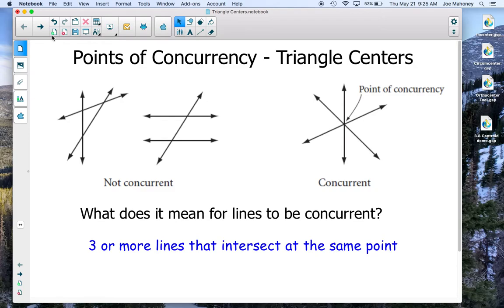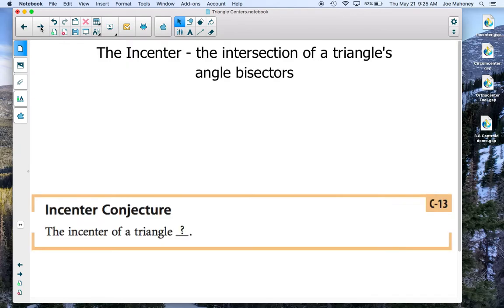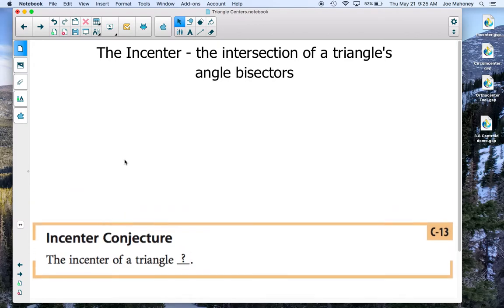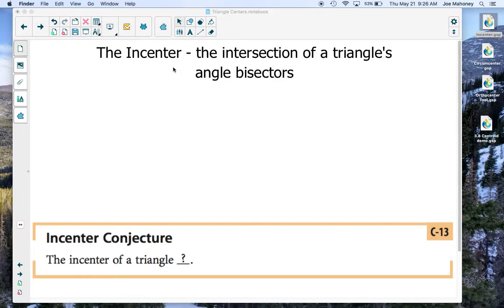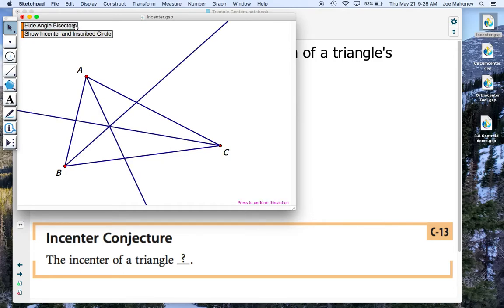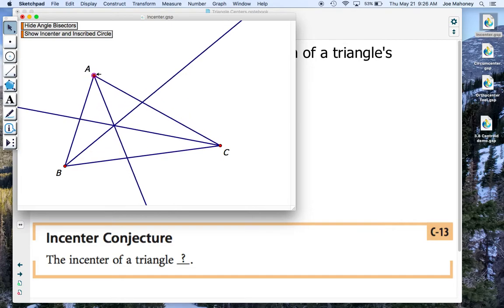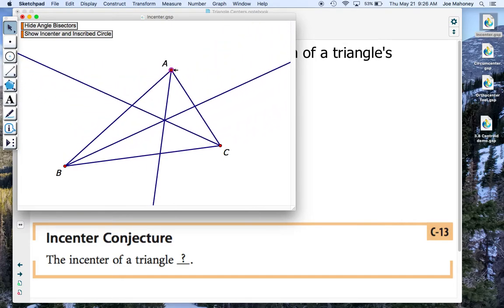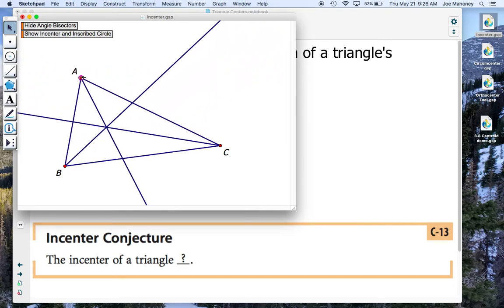We're going to use some Geometry Sketchpad as well. And the first thing we're going to talk about is the incenter. The incenter is the intersection of a triangle's angle bisectors. So I'm going to open up a Geometry Sketchpad sketch for us really quick. I have a triangle here, and I'm going to click this button to show the angle bisectors. Each of these segments that come from vertices A, B, and C bisect each angle, and their intersection point is called the incenter.